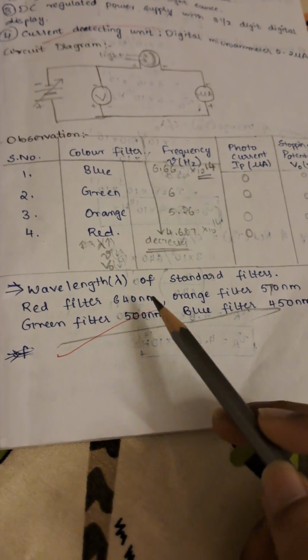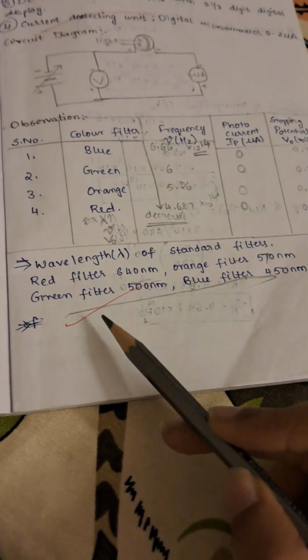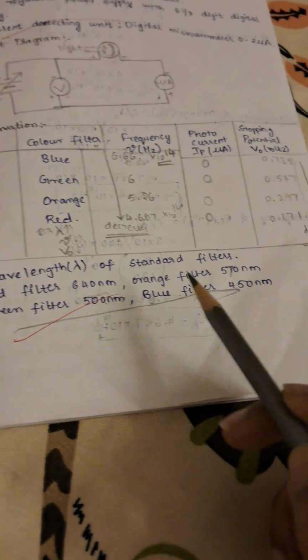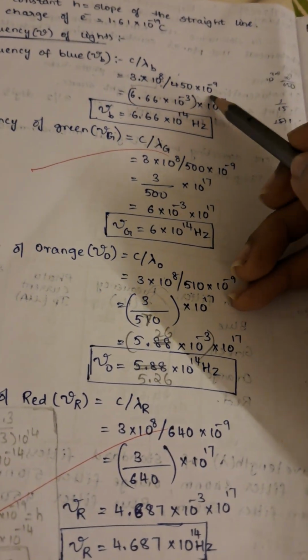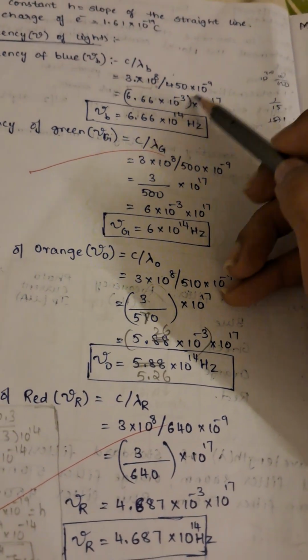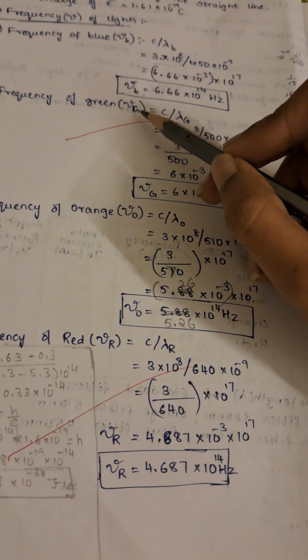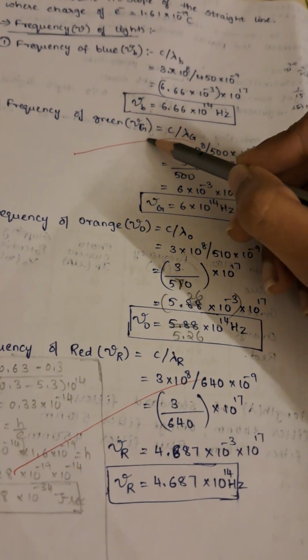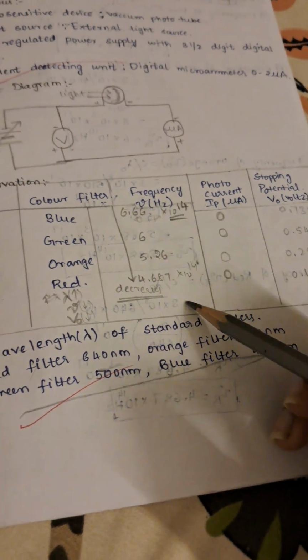For red, wavelength is 640 nanometer. For orange, it is 570 nanometer. For green, it is 500 nanometer. For blue, it is 450 nanometer. So for blue, wavelength is 450 into 10 power minus 9. Solve it, you will get frequency of blue. In the same way, similarly, find frequency for green, frequency of orange, and frequency for red. And then write in this observation table.